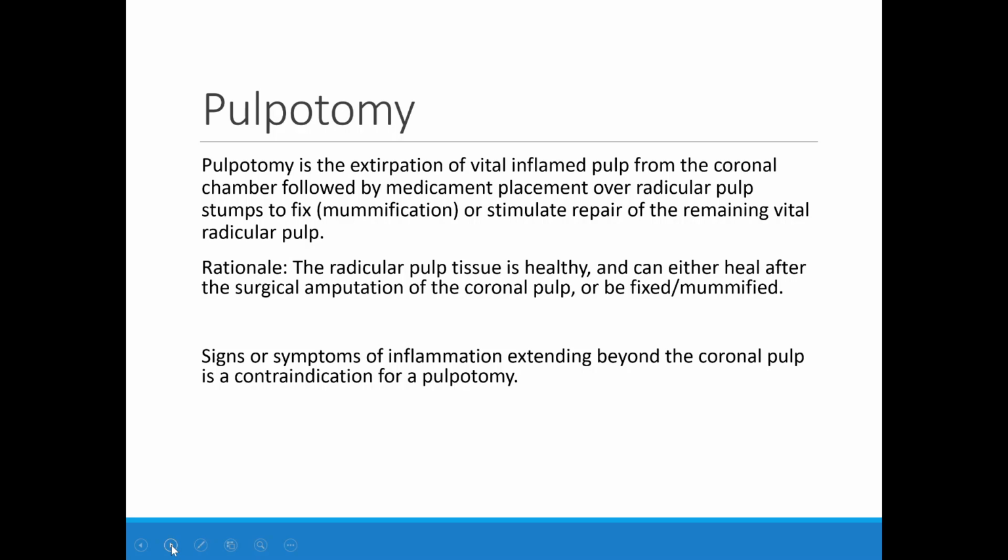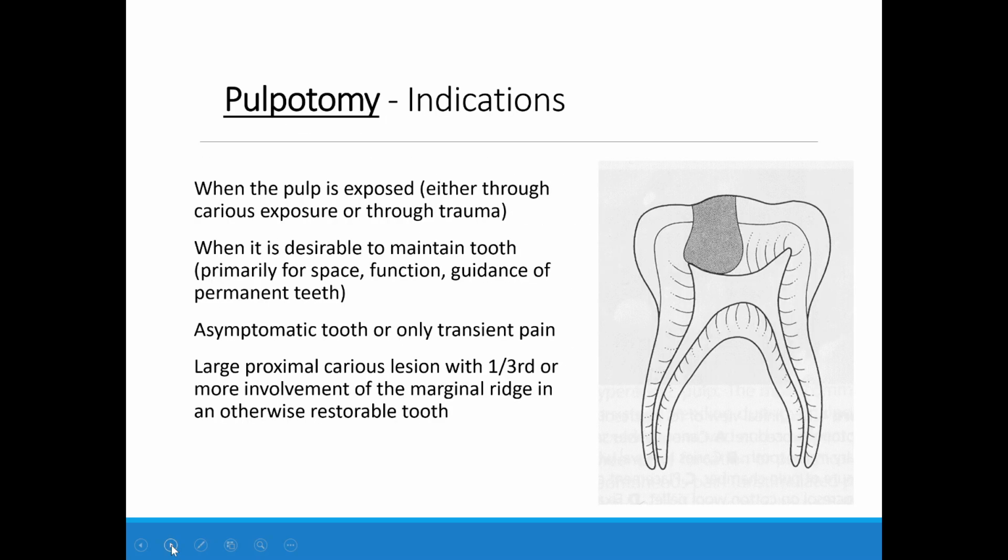What are the signs of inflammation? Of course, it's bleeding. If you can't stop bleeding after 3-5 minutes of putting cotton balls on the orifices of the radicular pulp, of course you understand that this pulp is involved in the inflammatory process, and you can't use pulpotomy, you should go to pulpectomy. So, indications.